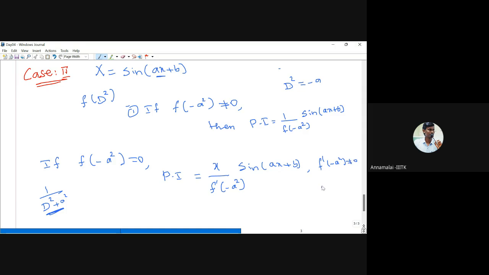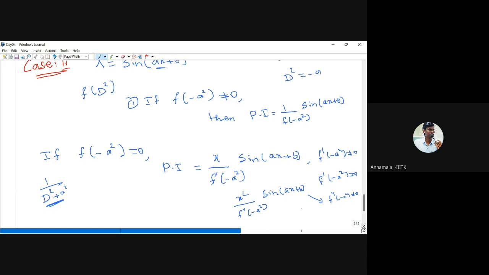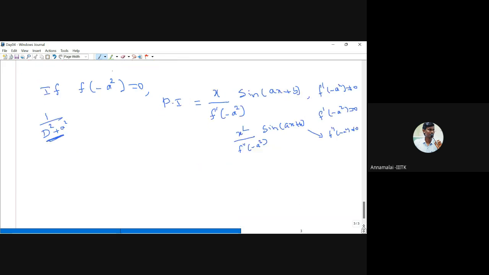Suppose again, as a subcase, f dash of minus a square is 0. Then x square by the second derivative, with minus a square substituted for D square, times sine of ax plus b. Again in this case, we assume that f double dash of minus a square is non-zero. Suppose f double dash of minus a square is 0, then x cube by f triple dash of minus a square times sine of ax plus b. Similarly for cos. Now we will solve some problems later. This looks like L'Hospital's rule, but it is not; you just have to differentiate. If it is 0, we differentiate the function and then substitute minus a square.